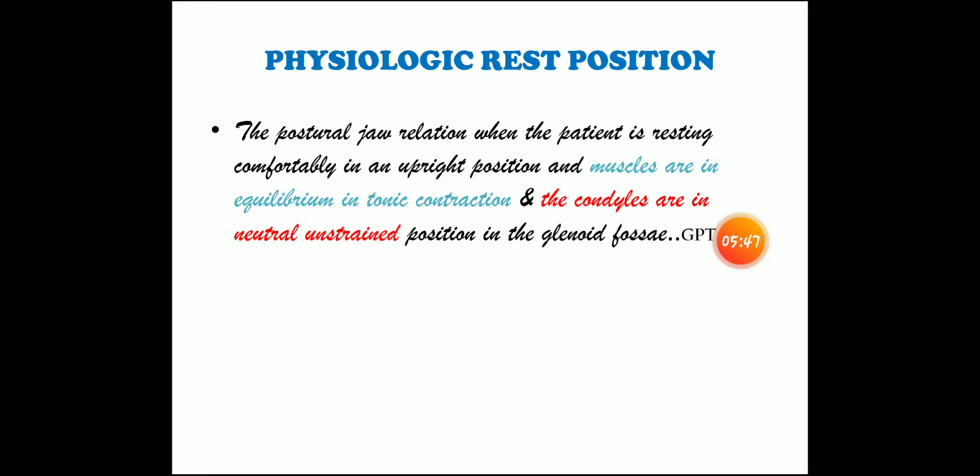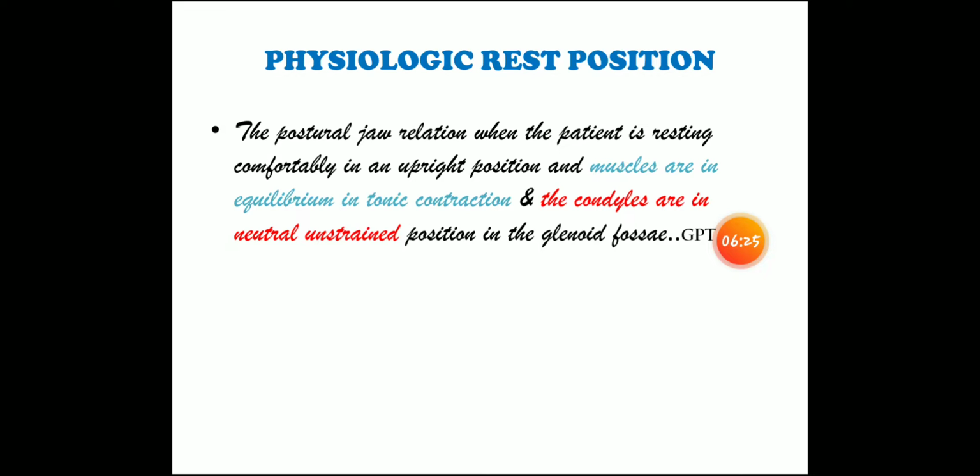See, the postural relation is when the patient is resting comfortably in an upright position and the muscles are in equilibrium and tonic contraction. In tonic contraction, equilibrium means every muscle is fired to the same resting potential. And the condyles are in the neutral, unstrained position in the glenoid fossa. That is the relationship. It doesn't specify whether it is anterior, superior or posterior, but it is compulsory that the condyles are in an unstrained position. It means rest, it means zero. So you can say the muscles should be at rest as well as the condyles.